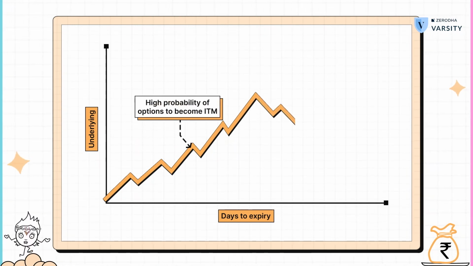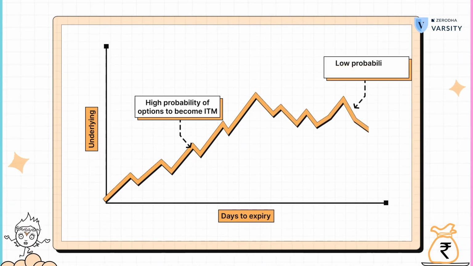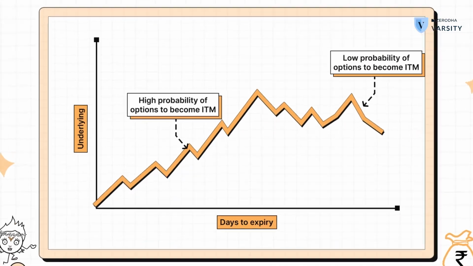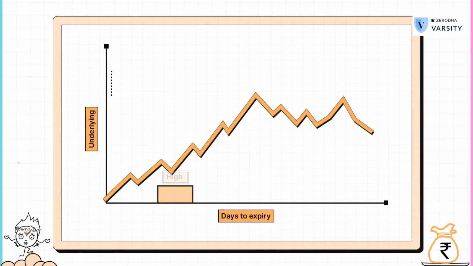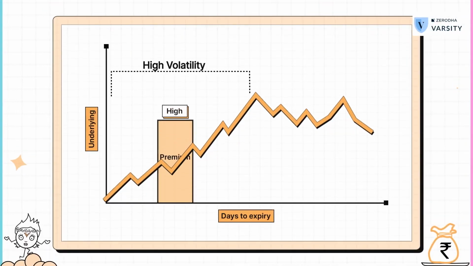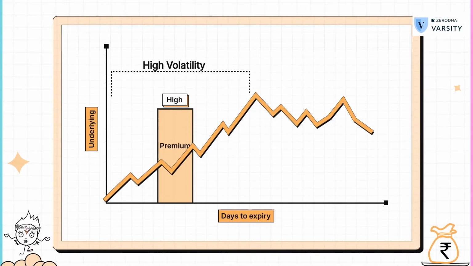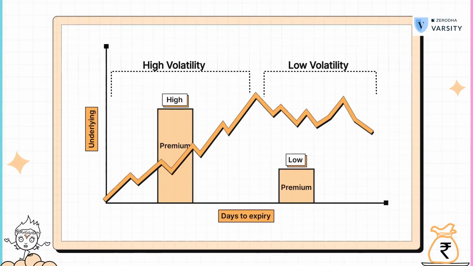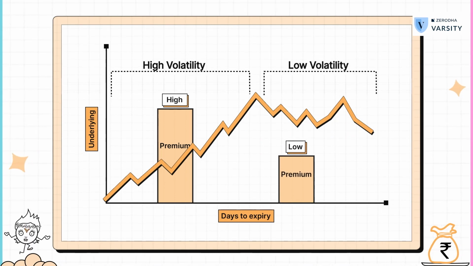Lower the volatility or lower the speed at which the stock is traveling, then lower is the chance that this option will expire in the money. As an option seller, if the volatility is higher, then I know that the chance of the option that I'm selling expiring in the money is very high. Therefore, as an option seller, I'll always expect a higher premium if the volatility is higher. Likewise, if the volatility is lower, as an option seller, I know that the likelihood of the option expiring in the money is very low. Hence, I would expect lower premium.